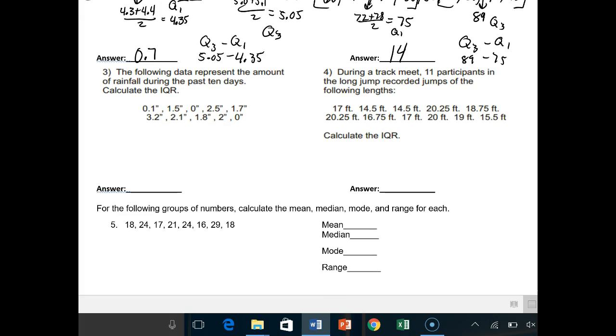Okay? I'm going to go ahead and leave you to 3 and 4. They're very similar to 1 and 2. You just got to make sure that you order them correctly and don't skip over any numbers.